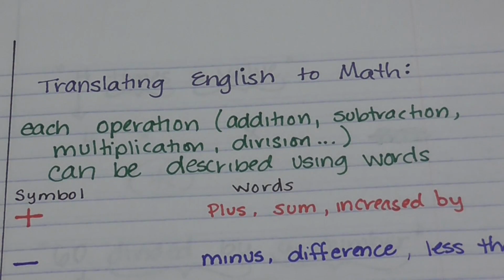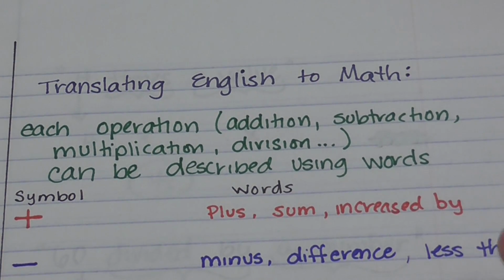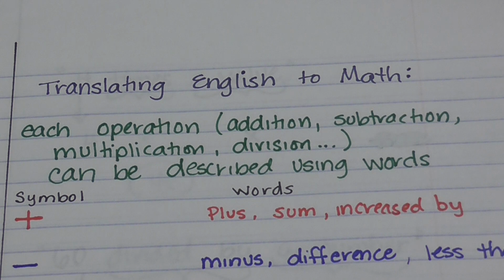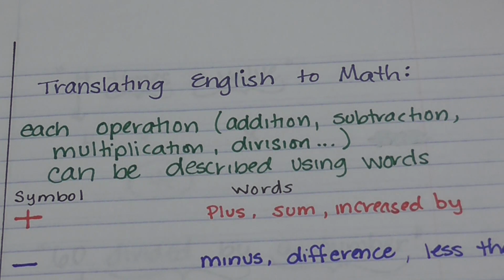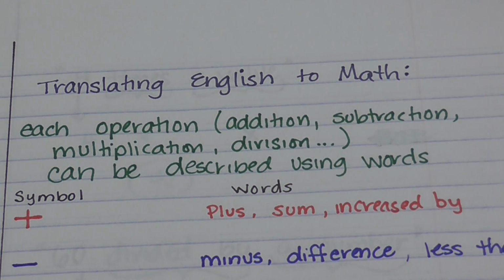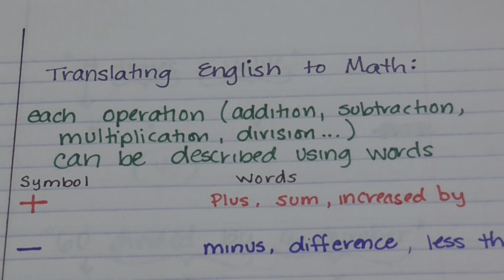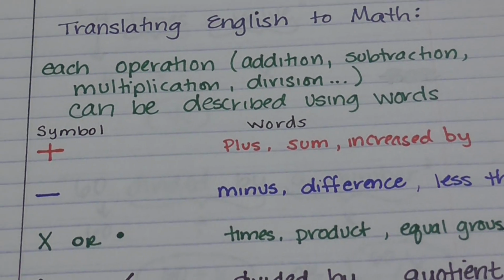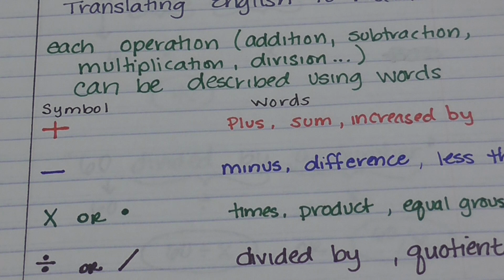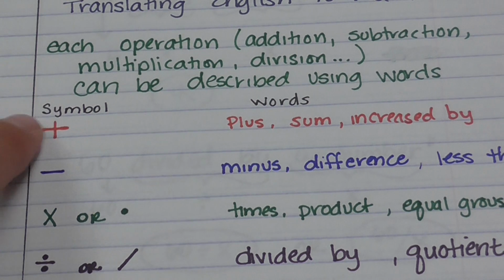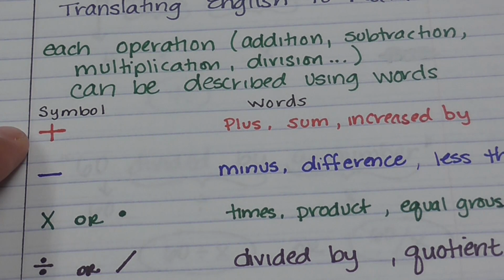So translating English to math. I really think of math as a language. It can be translated, the words, into symbols that represent the math that we use all the time. So every operation that we use, addition, subtraction, multiplication, division, exponents, logs, trig, all of that can be described using words. So for the 4 basic ones, plus, minus, times, and divide. You're not always going to say 2 plus 3. You can say the sum of 2 and 3, or you take 2 and you increase it by 3. That's all going to be indicative of addition.